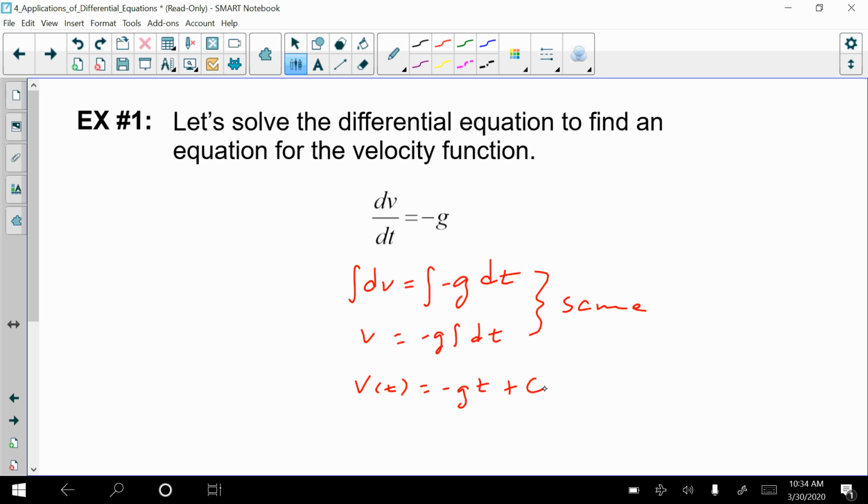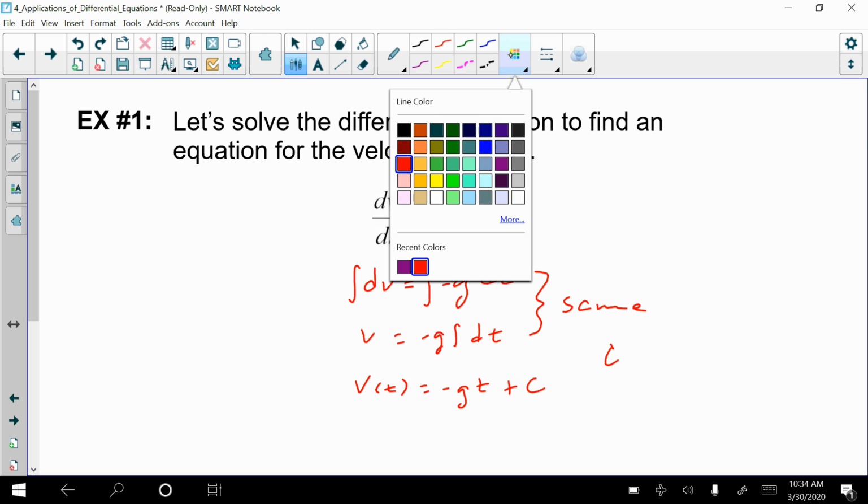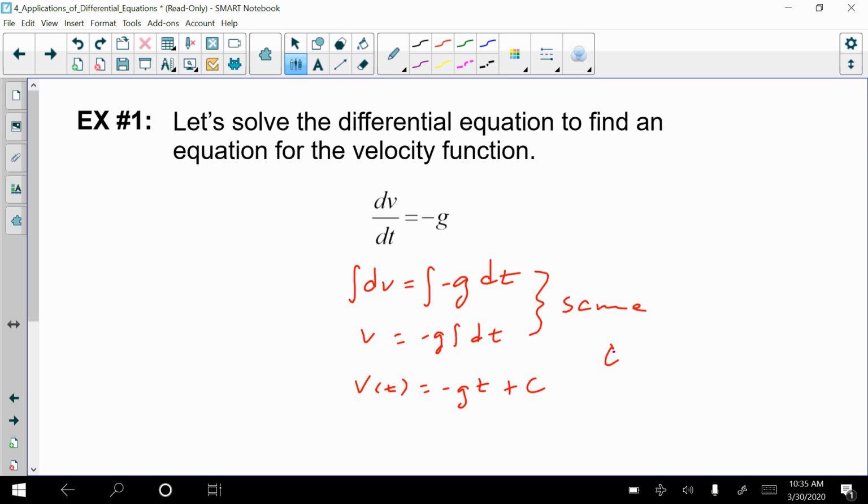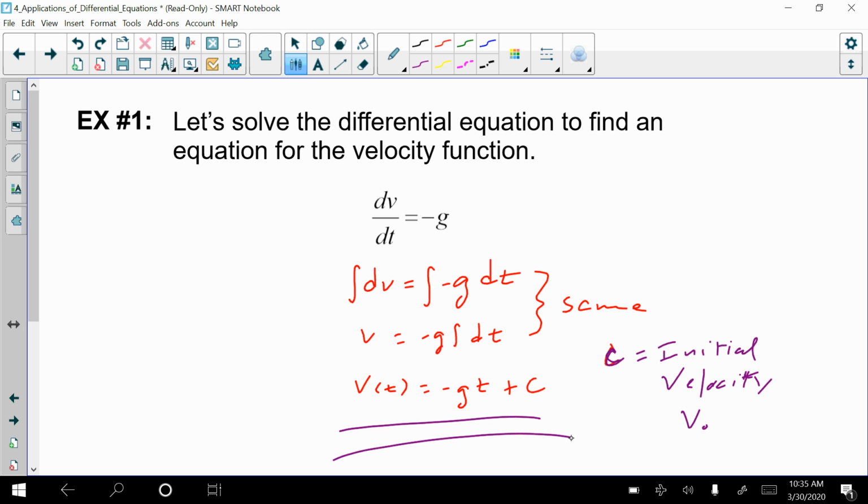Now this particular constant, because we're creating a velocity function, c, and let me go ahead and do this in another color here. So c in this case is the initial velocity, which in equations is usually represented as v naught. So now we have our velocity function.